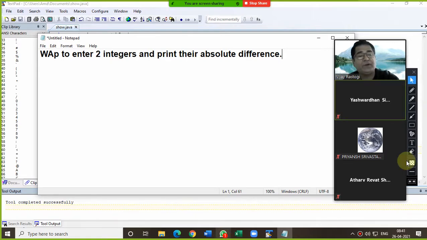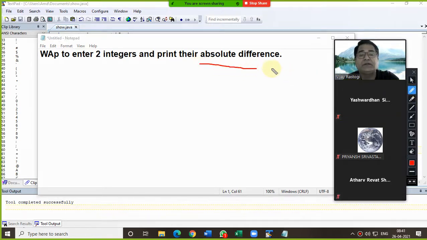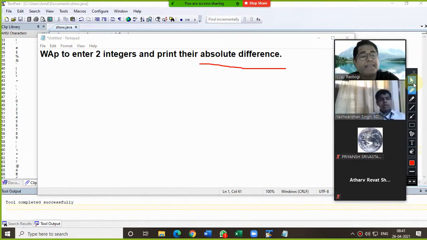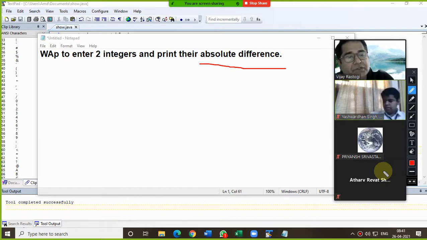So any idea about this? What is absolute difference? Yashvardhan, please tell me. Sir, absolute difference is that the number will not be negative. Yes, it has to be positive. The answer should be positive. That means how will you get the result in positive? Whenever you are subtracting the smaller number from the bigger one.